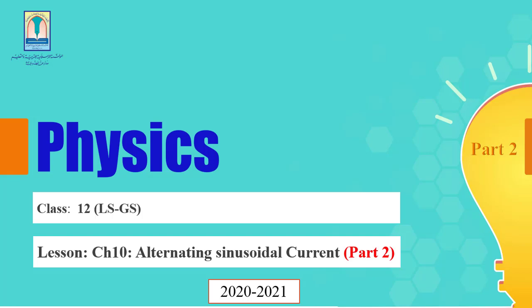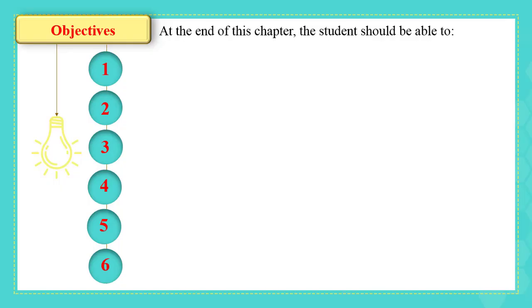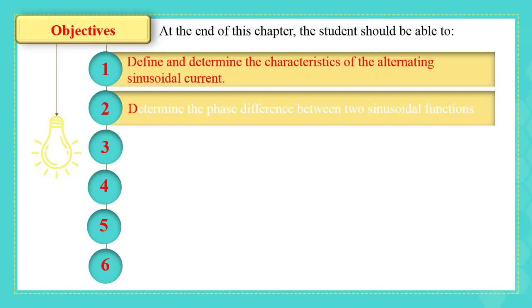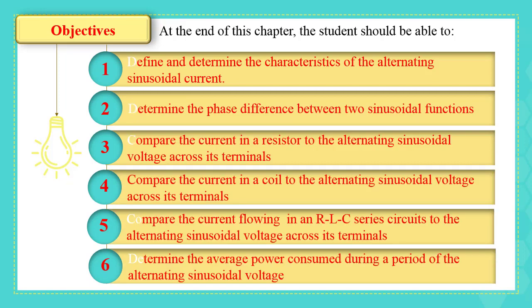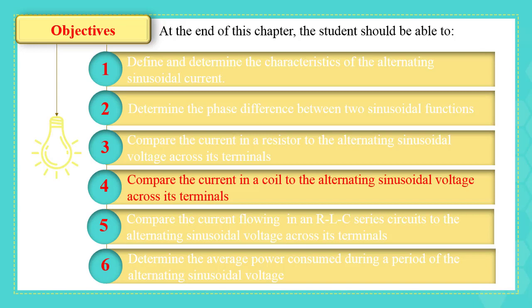This is the second video of part 2 of chapter 10, Alternating Sinusoidal Current. At the end of this video, you should be able to compare the current in a coil to the alternating sinusoidal voltage across its terminals.